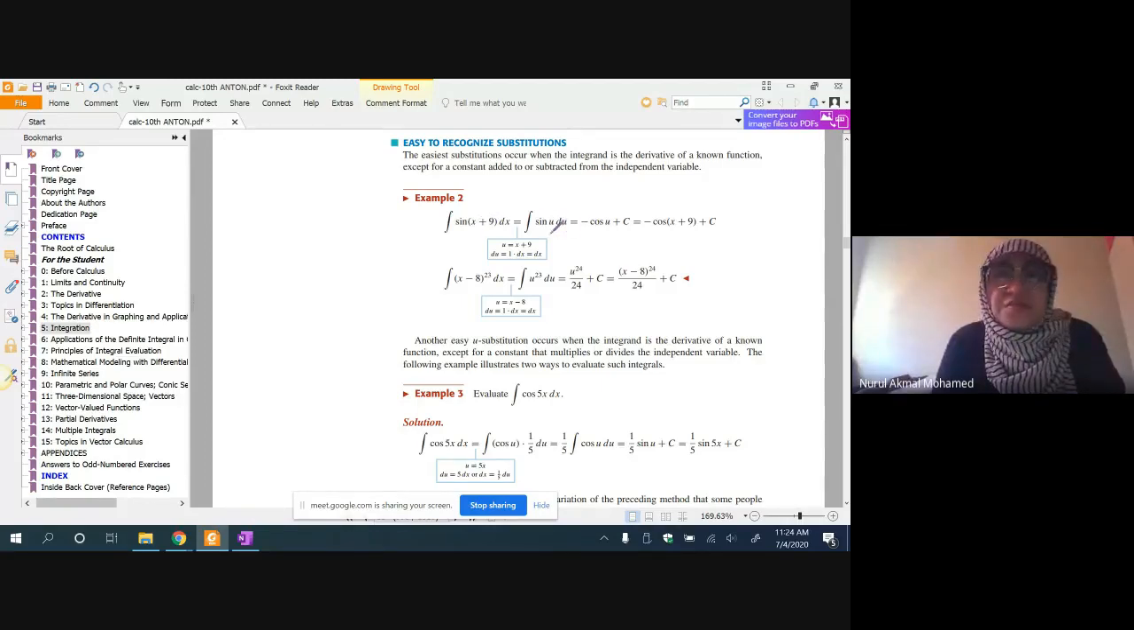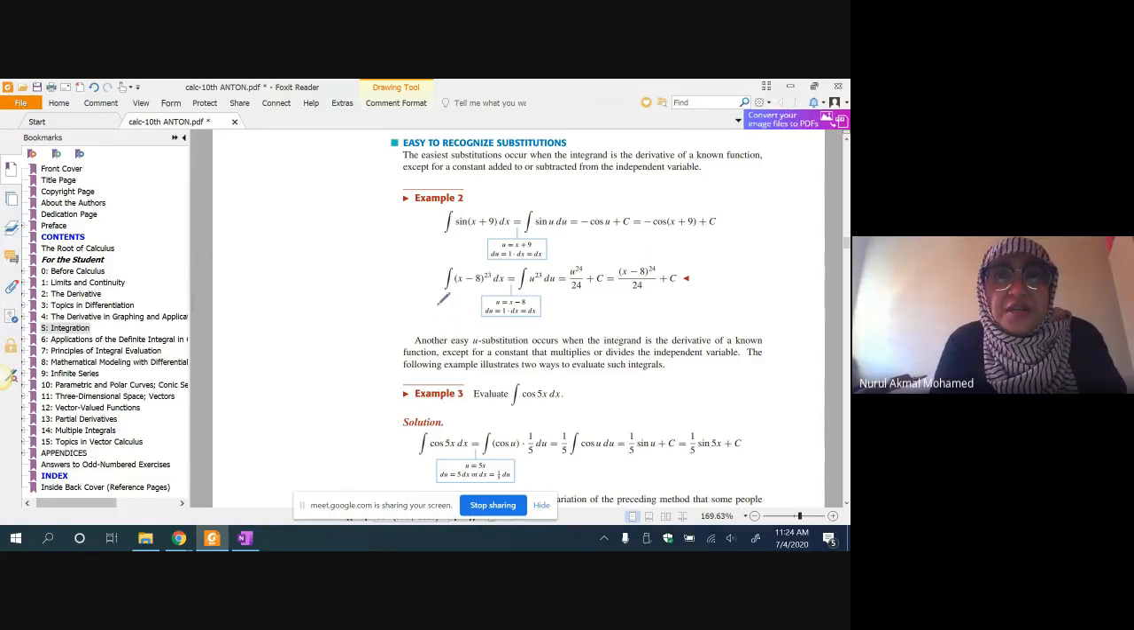This one is much simpler because you know that the integration of sine u will be negative cos u plus c. And then after that, you have to substitute in terms of x, which is negative cos of x plus 9, and then plus c.